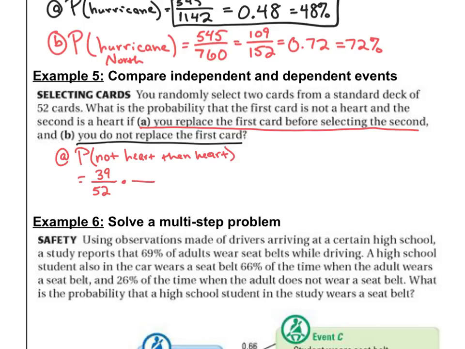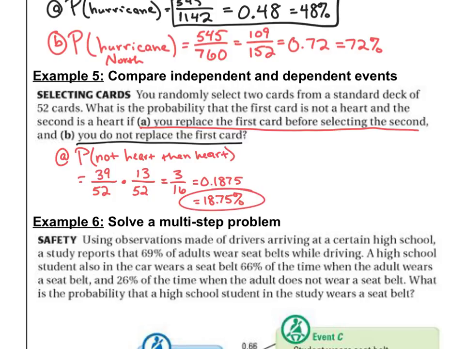And then you are replacing, so we still have 52. And in this case, we want a heart, so there's 13. So 39 over 52 times 13 over 52 gives us 3 over 16. And since we've done this before, that's 0.1875, which is an 18.75% chance. Okay?